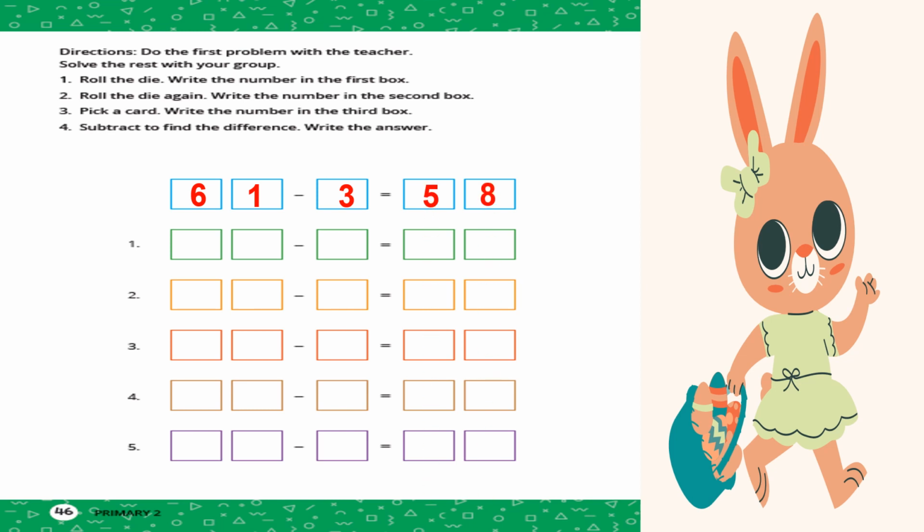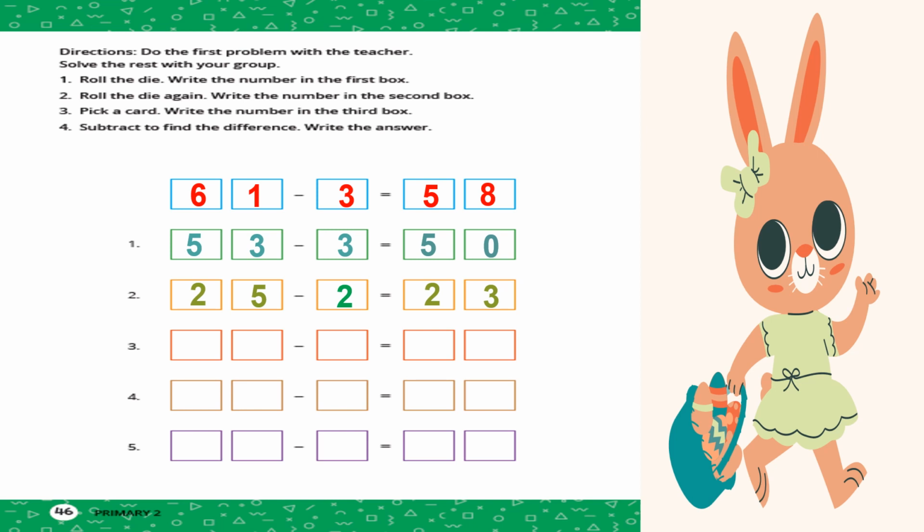Number 1, 53 minus 3. What is before 53? 52, 51, 50. Number 2, 25 minus 2. We will go backward 2 steps. What is before 25? 24, 23.